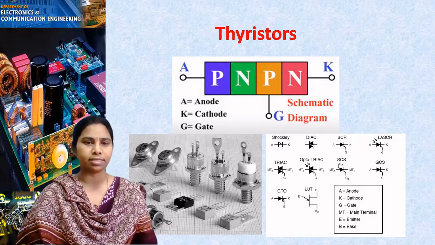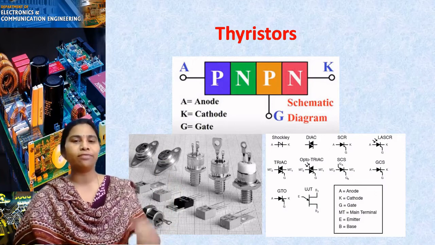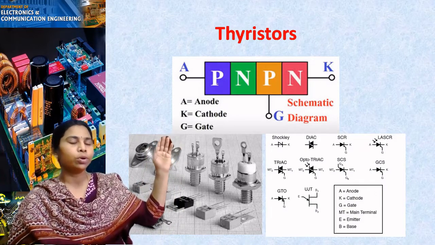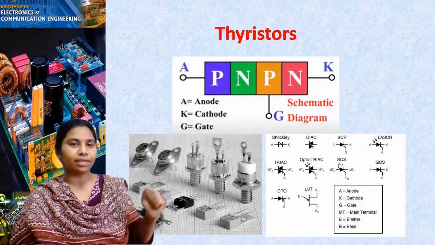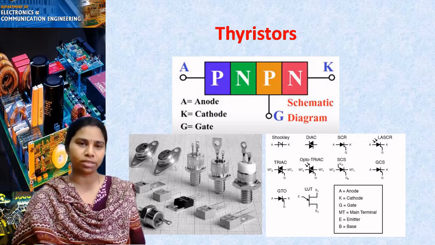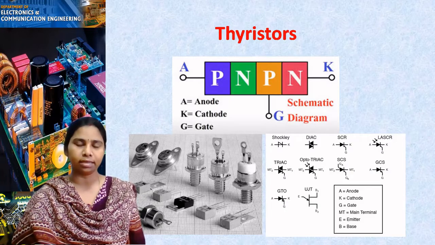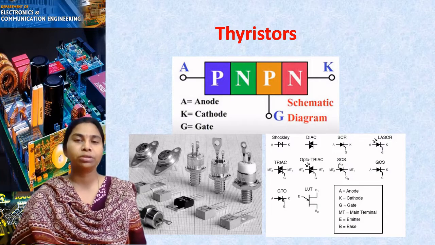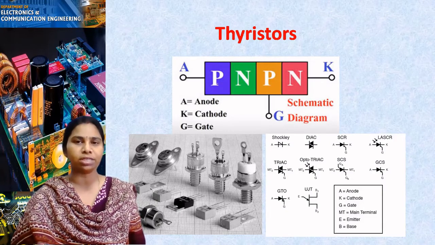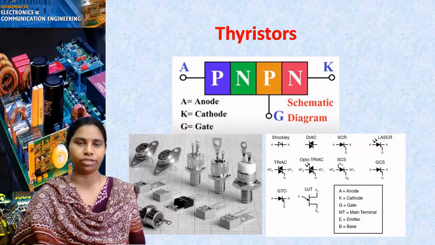What do you mean by thyristors? We are able to see 4 PN layers here. If you take a PN junction, how many layers are there? It consists of 2 layers and 1 junction. A transistor has 3 layers, emitter, base, and collector regions, but 2 junctions, the emitter junction and the collector junction.